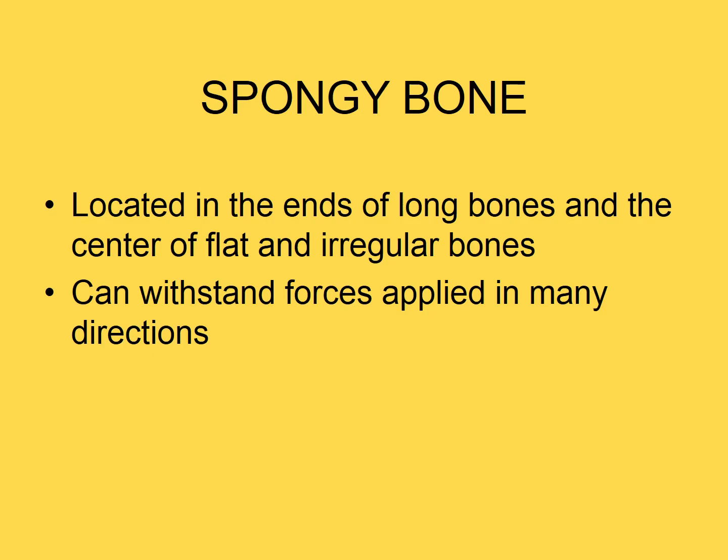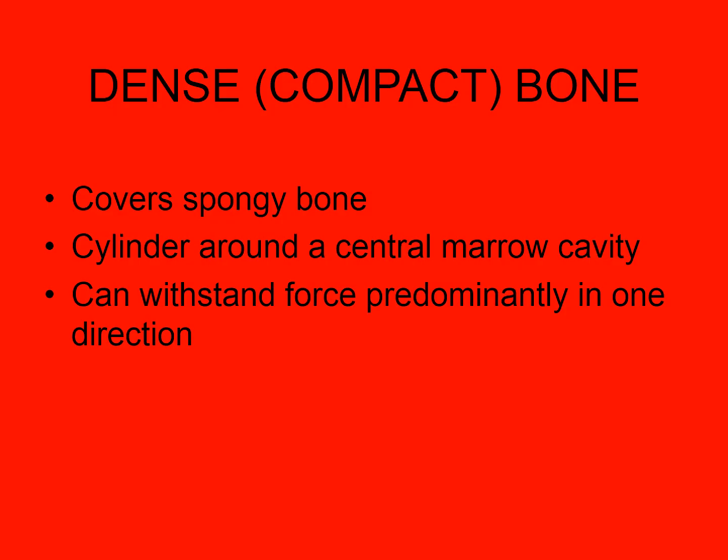Next slide. The spongy bones are bones located in the ends of the long bones and the center of the flat and irregular bones, and these help withstand forces applied in many different directions. Next slide. And you have the compact bone, which covers the spongy bone. About 80% of the bone is in this form. It's a cylinder around a central marrow cavity and can withstand force predominantly in one direction.